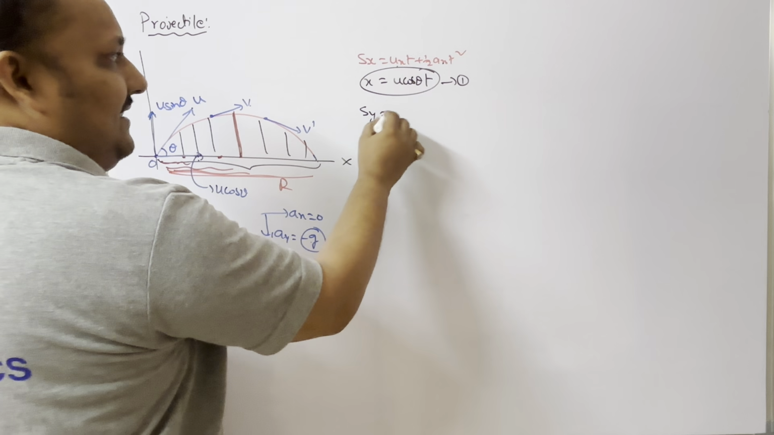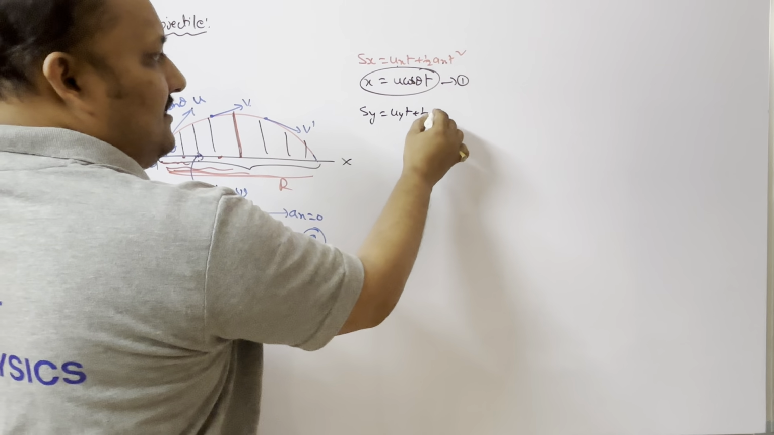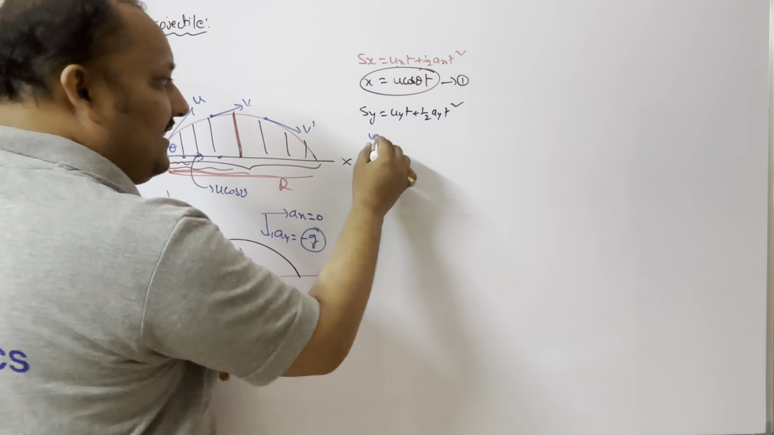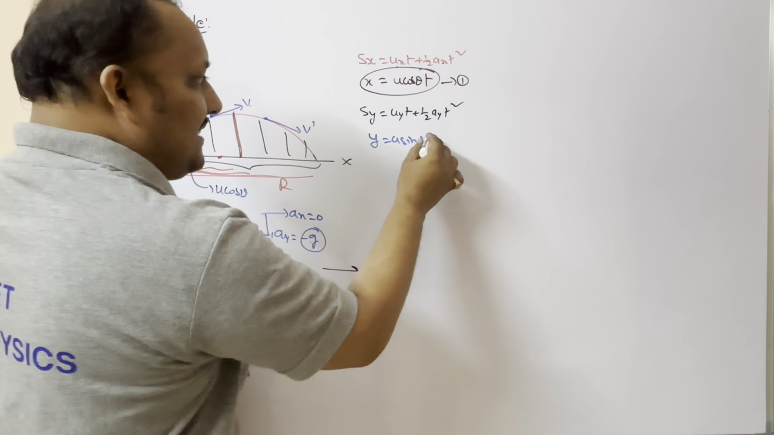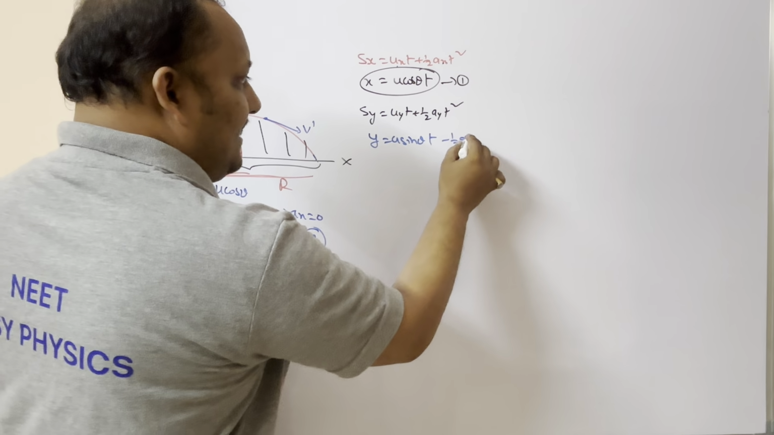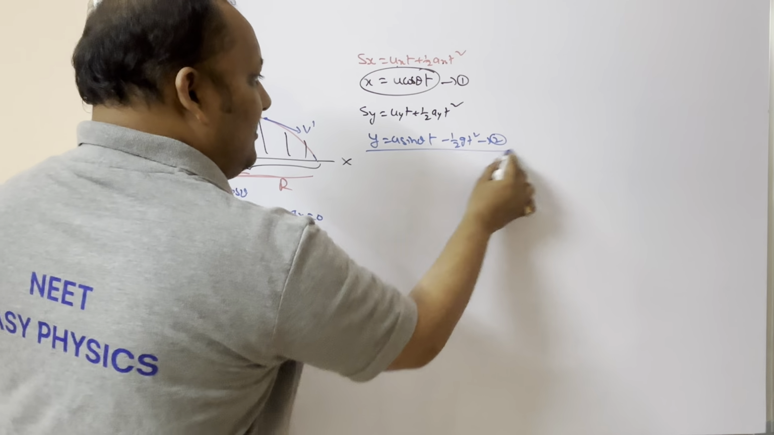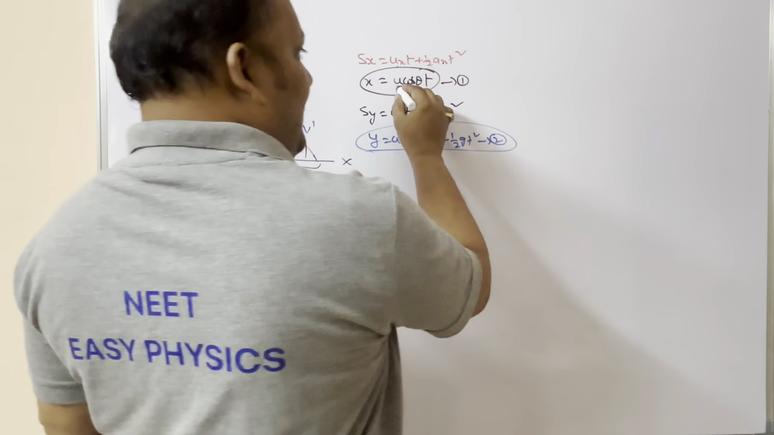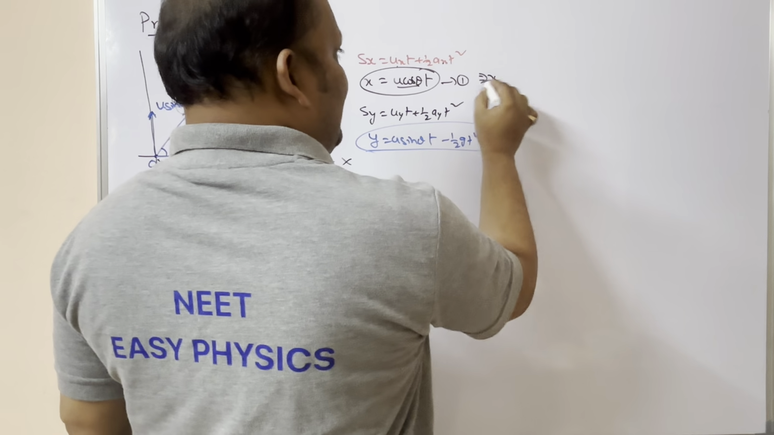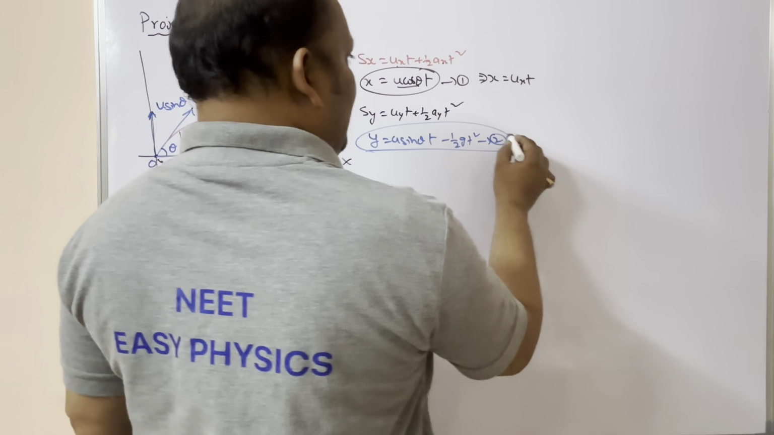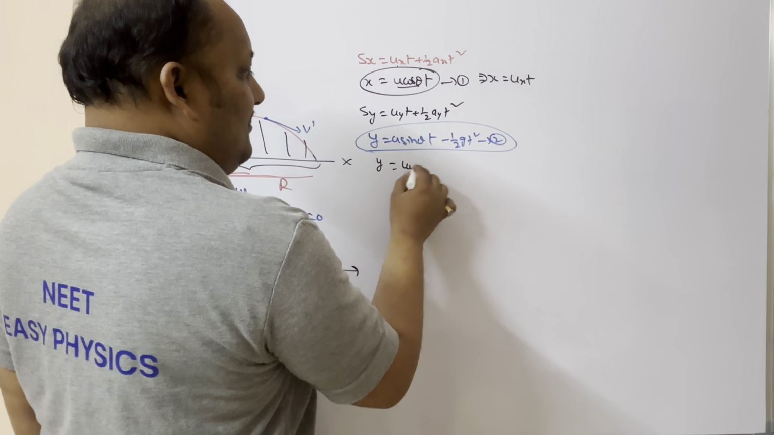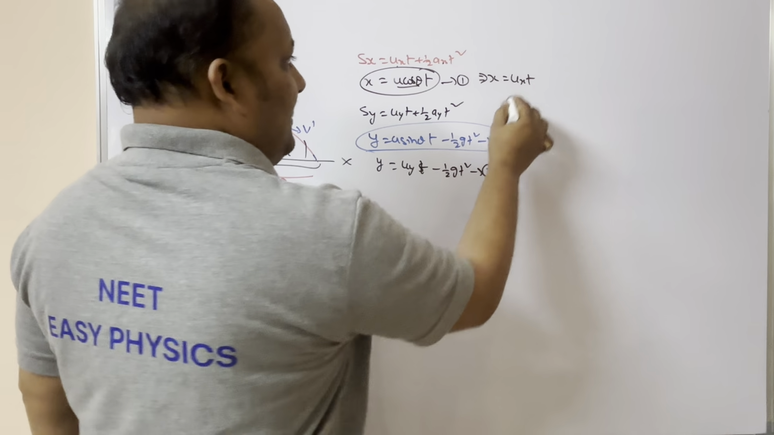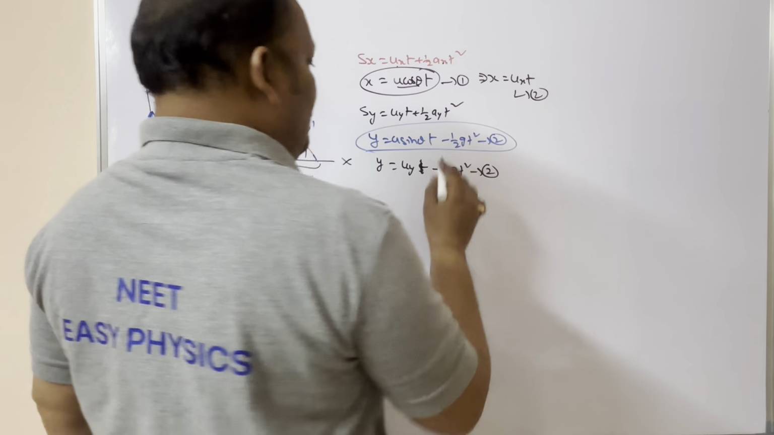Next, Sy equals uyt plus half ayt square. Now, Sy is y. So, y is equal to u sin theta t minus half gt square. On this equation also, they are going to give questions. Next, this one they will write as x equal to uxt. This one they will write as y is equal to uyt minus half gt square. In another form, they are going to write.